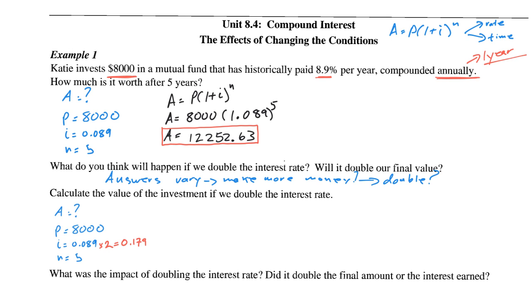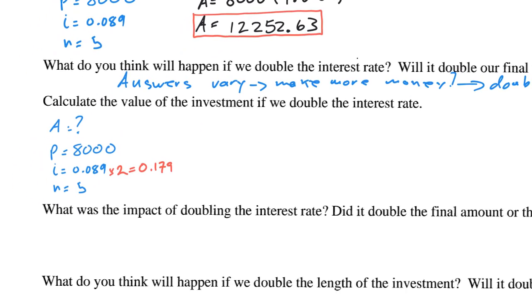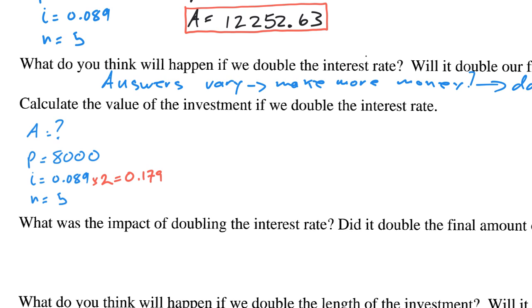So now let's take a moment and zoom in on this information and do the math together as a group. So here's the rule. We're going to calculate the value of the investment. We're going to do the same A equals P(1 plus i) to the n calculation as before, but this time our i is going to be 0.178 as our final answer here.